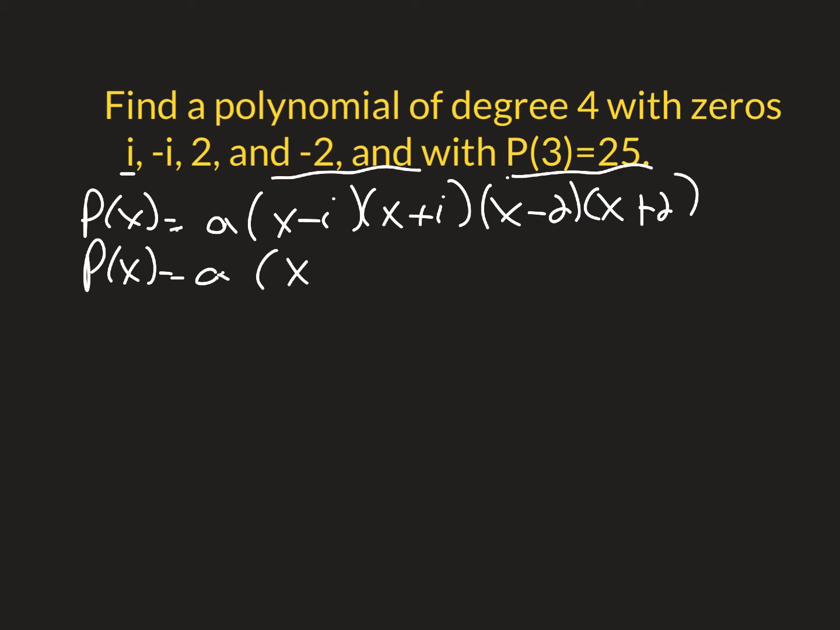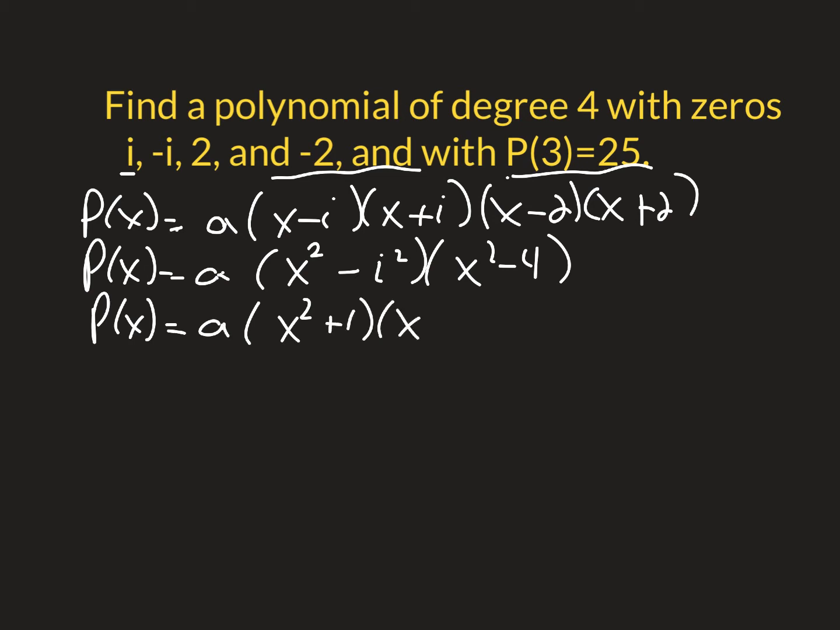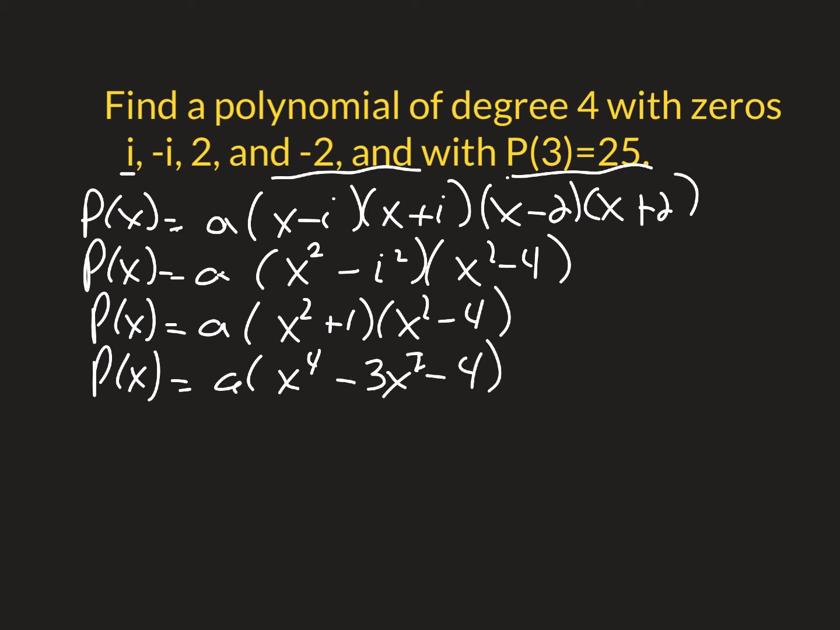So I'm going to multiply doing first, last. x squared minus i squared, and x squared minus 4. Now, don't forget, we know i squared is really negative 1, so it's really x squared minus negative 1, so it's really x squared plus 1, and x squared minus 4. So I'm going to do FOIL there. Still got this a in the front, by the way. I have x to the 4th minus 3x squared minus 4 when I do FOIL. I did all the math right there in my head.